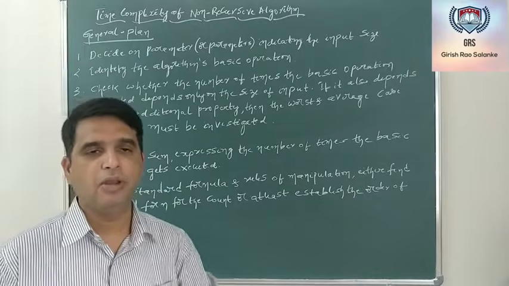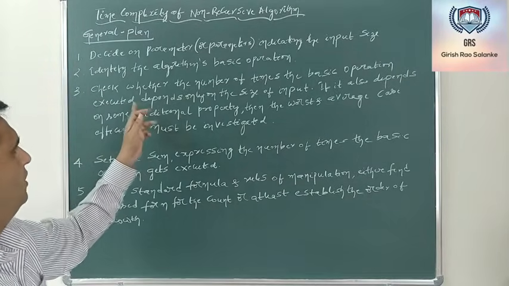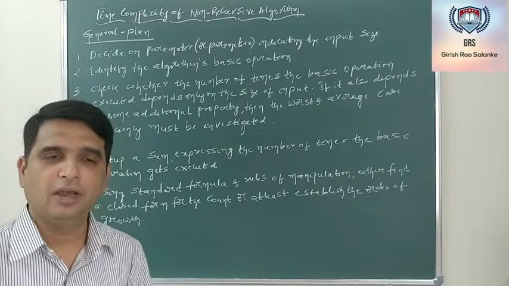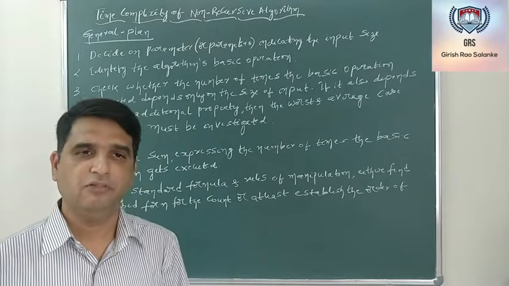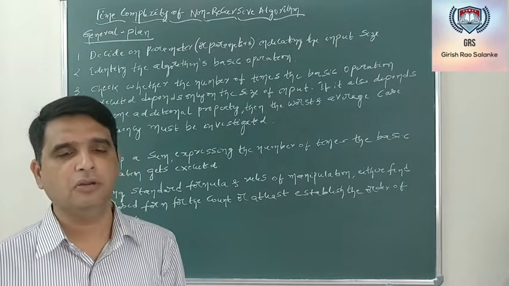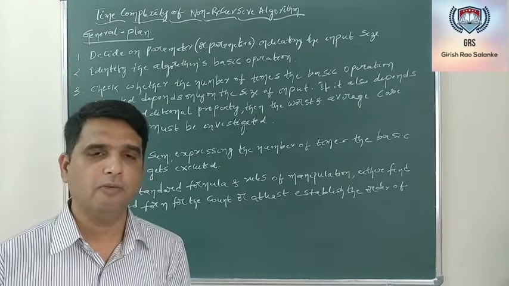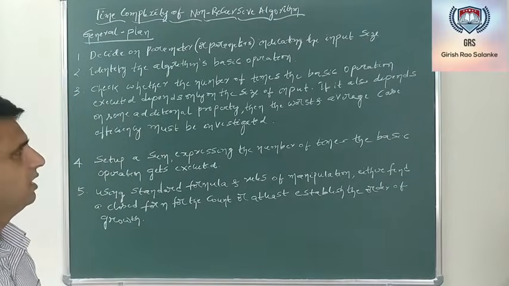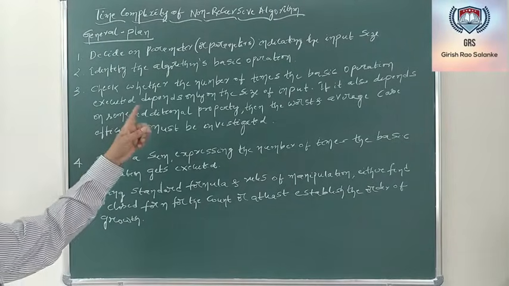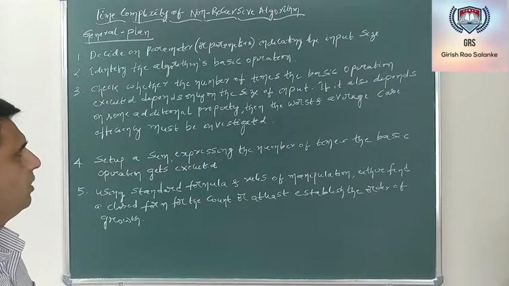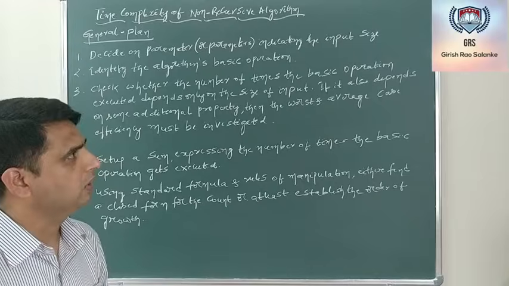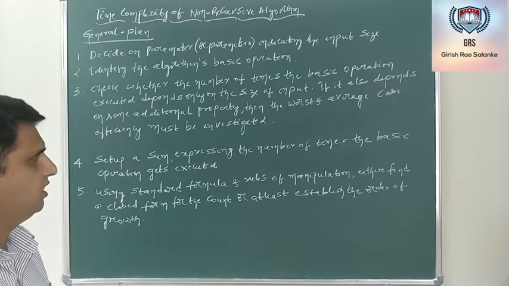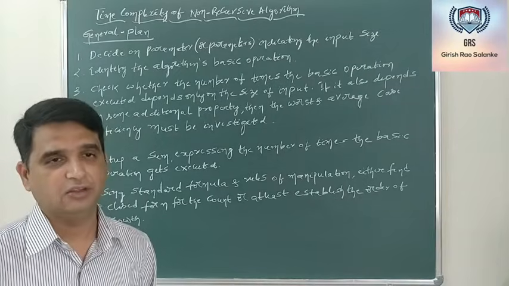Now in the third step, we need to find whether the number of times the basic operation is executed depends only on the input size or not. If it does not depend only on input size, in the sense that it depends on what type of input we supply to the algorithm, then we need to come up with the worst case efficiency as well as the average case efficiency. So the third step states: check whether the number of times the basic operation is executed depends only on the size of the input. If it also depends on some additional property, then the worst case as well as the average case efficiency must also be investigated. So that is the third step.